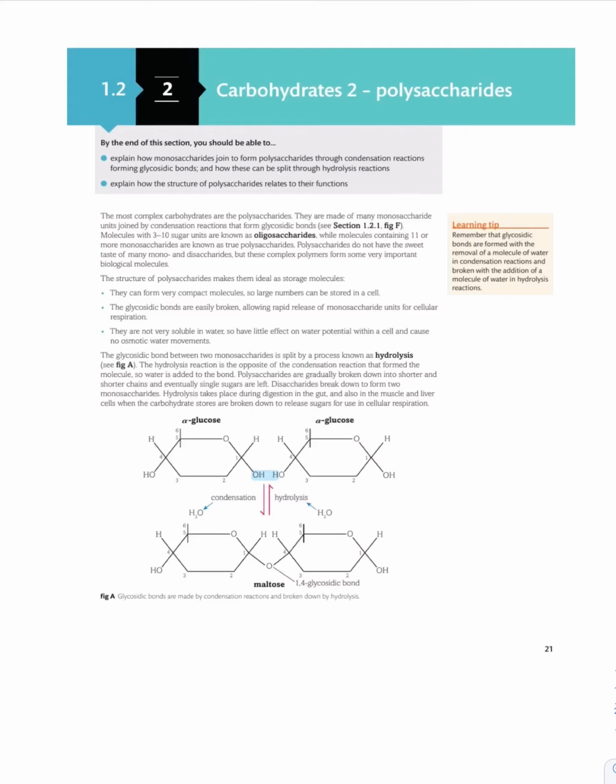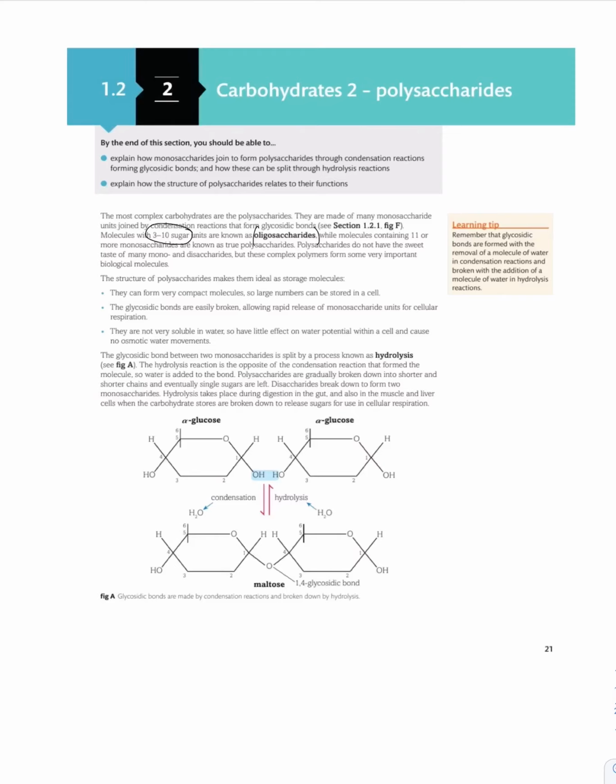They are made of many monosaccharide units joined by condensation reactions that form glycosidic bonds. Molecules with 3 to 10 sugar units are known as oligosaccharides, while molecules containing 11 or more monosaccharides are known as true polysaccharides. This won't really come up as anything you'd have to go through. It's just telling you that a polysaccharide has to be 11 or more units, and if it's less than 11 but more than 2, it is an oligosaccharide.